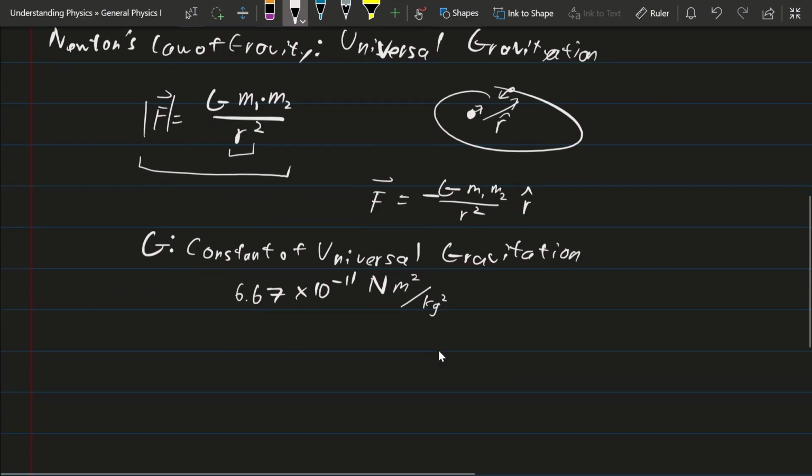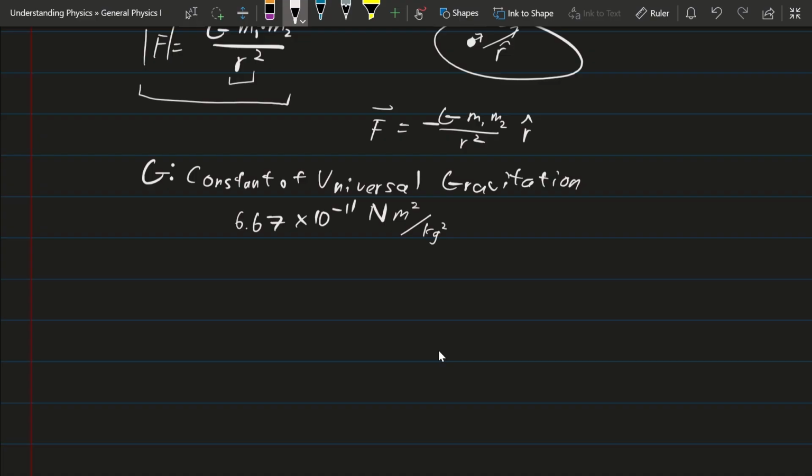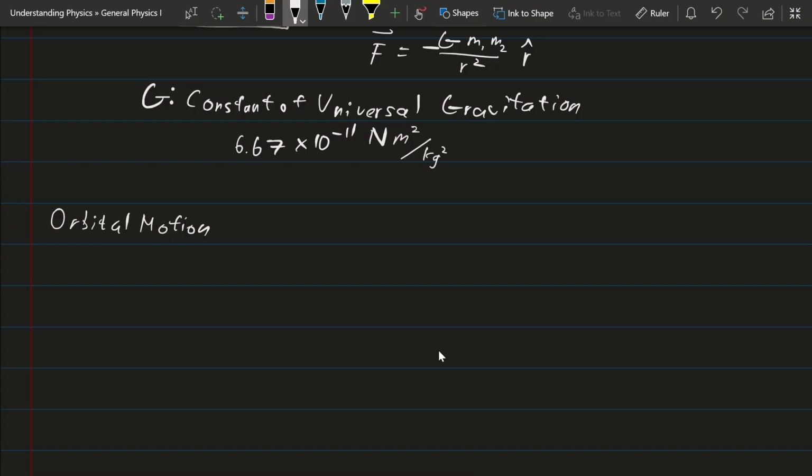So after we have already talked about this, we want to talk about a special case in orbital motion. The way that we'll actually try to derive this is that we'll just assume that we have the sun and then we have an object here, and it is moving with a constant speed. What it basically means is that it has a constant speed, meaning that it is in a circular motion.